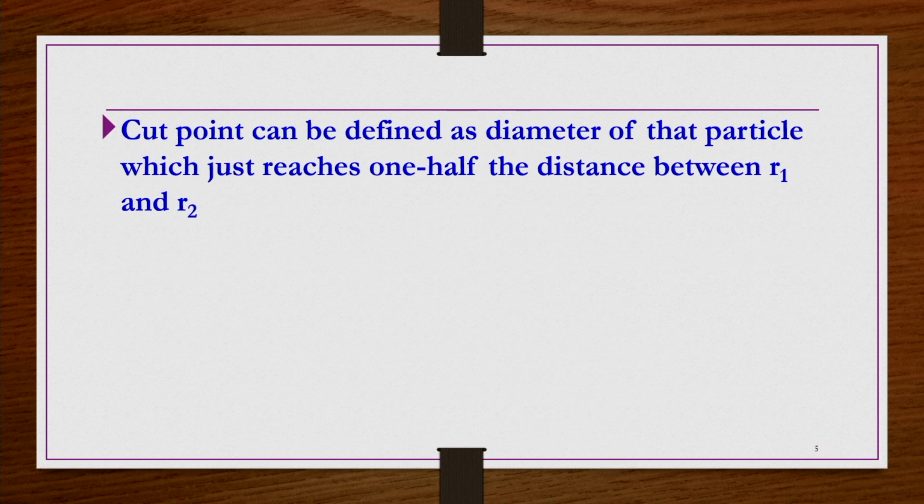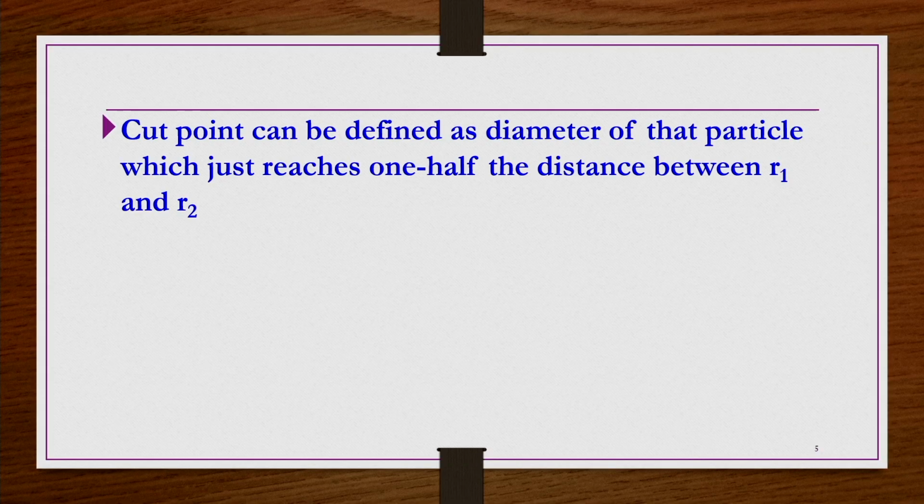Let us define the cut point as the diameter of the particle which just reaches one half of the distance between R1 and R2. So, we define a cut diameter of the particle, so that particles larger than that cut diameter will hit the wall and be separated. Particles smaller than that size may go out along with the liquid without being separated. Let us say dpc is the cut diameter of the particles hitting the wall, which reaches half of the distance between R1 and R2.